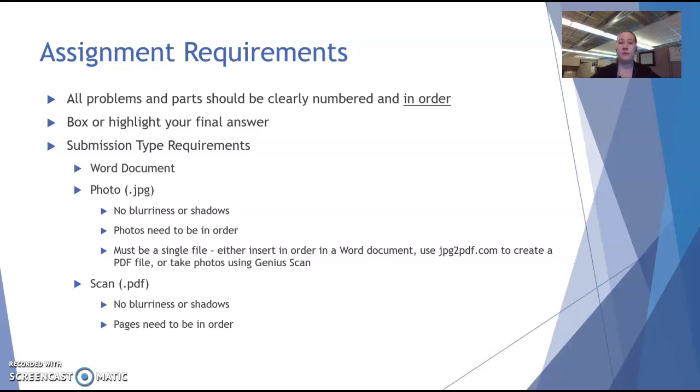I found out that CamScanner just recently was shut down from the Google Play Store because some versions of it had malware. So I have found a new one called Genius Scan. So if you need to scan your work from paper, try Genius Scan. Because I don't want anybody getting malware on their phone. Make sure everything's right side up, in order, one file.